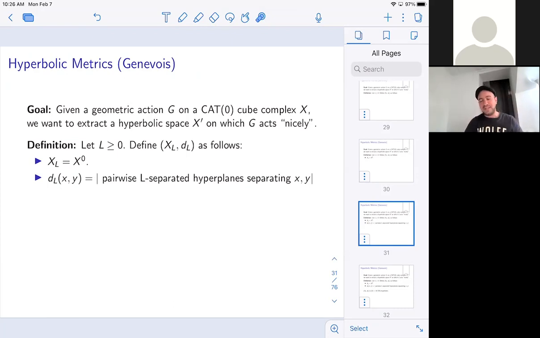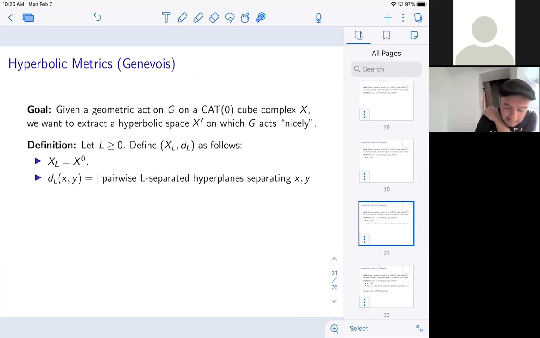And that's a very reasonable thing to do because, as we saw before, L-separated hyperplanes are intimately connected to hyperbolicity. So what you're doing here is, you're taking 2 vertices and you're saying, okay, the honest cat-zero distance is every hyperplane that separates them. So what you do is you say, well, the ones that are not L-separated, i.e. the ones that are not hyperbolic, I'm not going to count them. All right. So that's what this is doing. You just count the largest cardinality of pairwise L-separated hyperplanes that separate them.